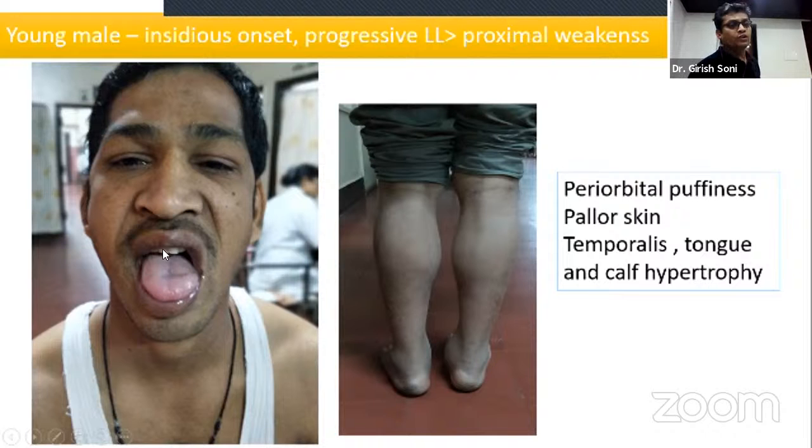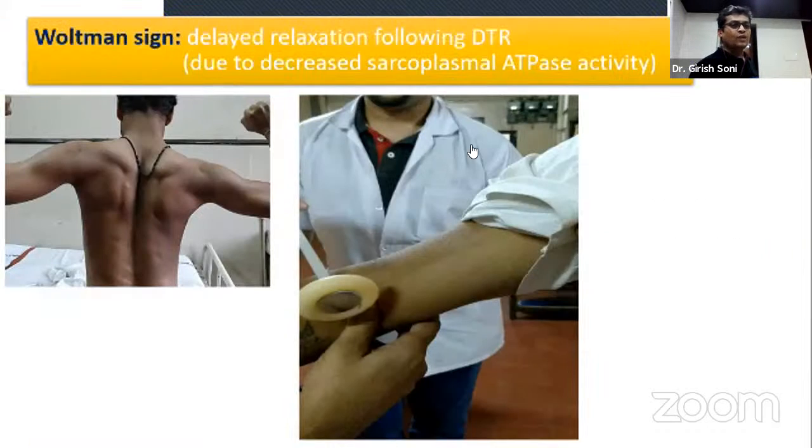Whenever you want to look for macroglossia, look at the lateral border of the tongue and indentation of the teeth over it, as well as calf hypertrophy. So periorbital puffiness, pallor skin, typical hypothyroid face or myxedema face, temporalis, tongue and calf muscle hypertrophy, as well as you can make out a deltoid muscle weakness and some hypertrophy of the trapezius muscle also, as well as infraspinatus muscle.